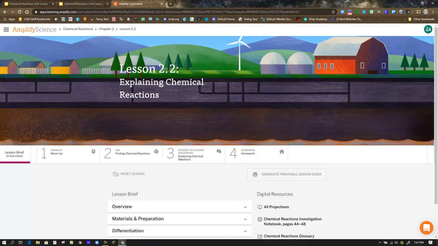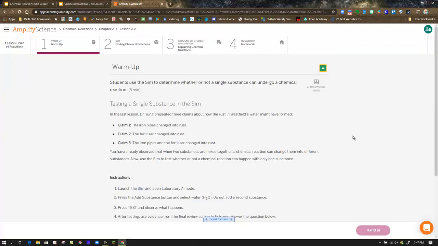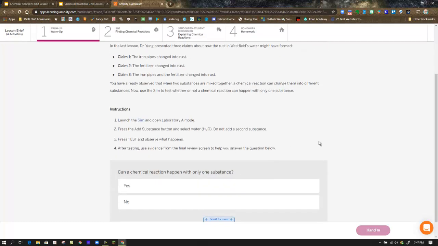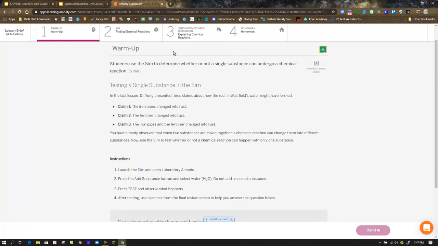Amplify Science, Chemical Reactions Unit, Chapter 2, Lesson 2.2, Explaining Chemical Reactions. We begin in the lesson brief where we have access to the digital resources if necessary. In the warm-up, you're testing a single substance in the simulation. So you're going to open up the simulation. You'll end up in laboratory A mode like we did before, and then add substance, add the water. So follow the instructions and observe what happens and reply yes or no and hand that in.